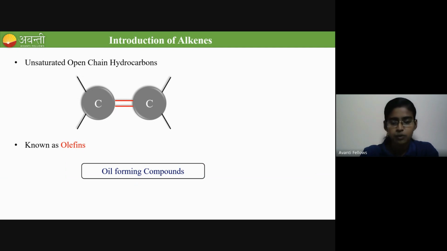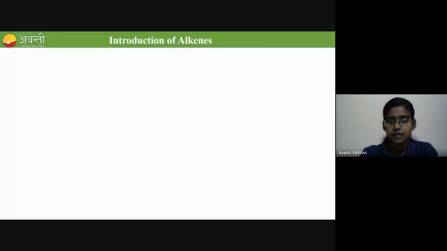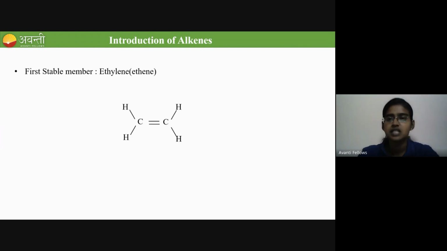So these are the points that you're getting from the first slide: it is an unsaturated compound, and it is also known as olefins. Coming to the third point, the first stable member of alkene is ethene, of formula C2H4. The general formula for alkene is CnH2n. It is also called olefin because alkenes are the oil forming compounds. So this is the general formula for an alkene.